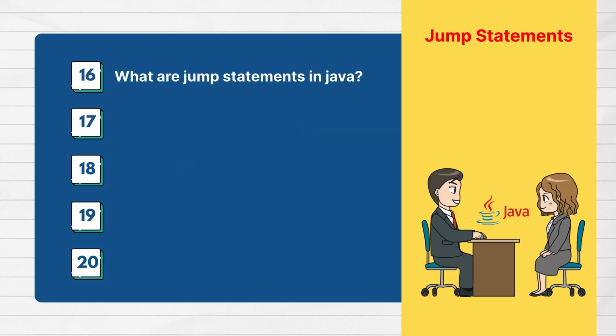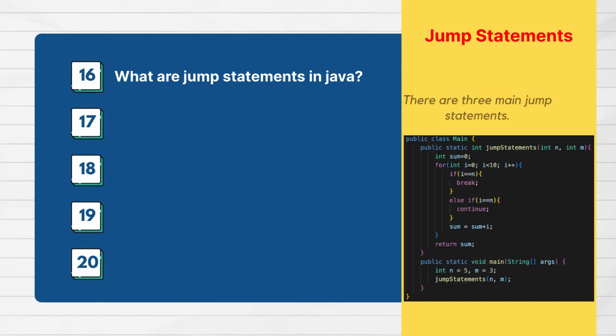What are jump statements in Java? In Java, jump statements are used to alter the normal flow of control in a program. There are three main jump statements: break statement, continue statement, and return statement.